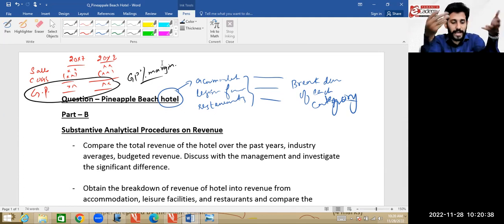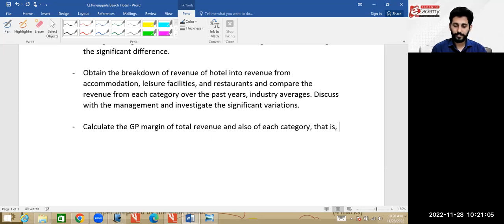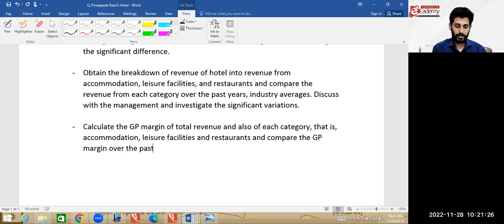right? So you will be acting as an auditor, calculating that and comparing these things. So you will be writing: calculate the gross profit margin of total revenue and also of each category, that is accommodation, leisure facilities, and restaurants, and compare the GP margin over the past years.